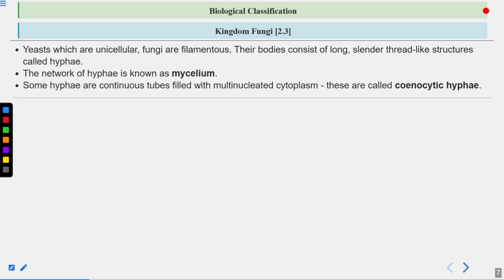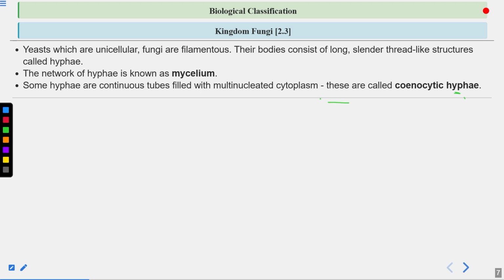Now, some of the hypha can be coenocytic hypha. So what are coenocytic hypha? What happens in coenocytic hypha? The nucleus keeps on dividing, but there is no cell wall formation after the nuclear division.